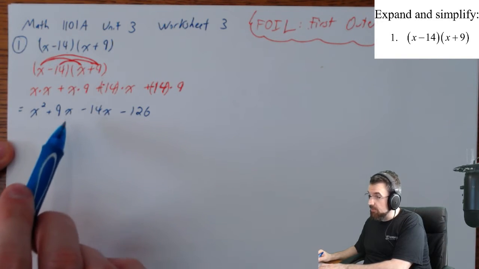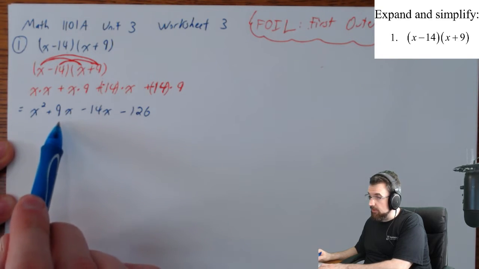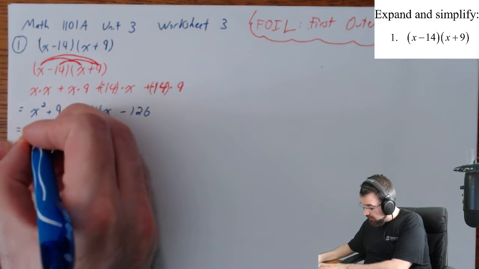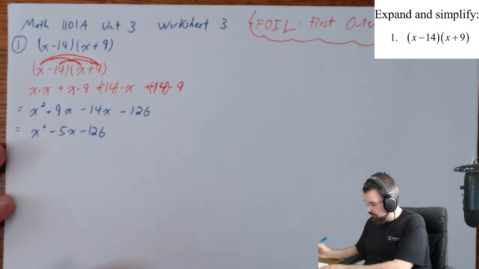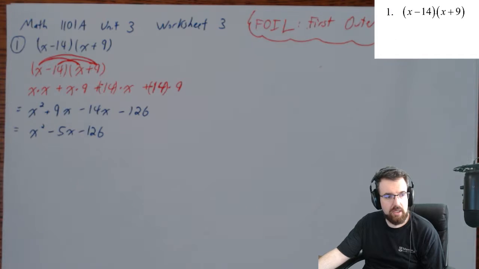The simplify part just means when we get to this point, we have to go ahead and combine our like terms. So plus 9 minus 14 is going to give us a minus 5. It's going to be x squared minus 5x minus 126. Easy, right? Nothing to it.